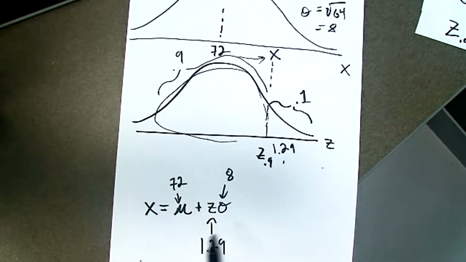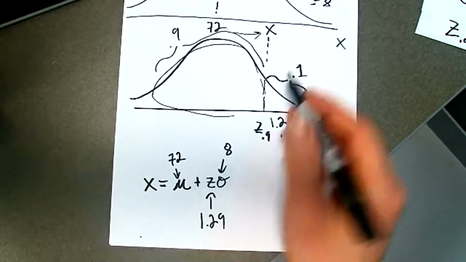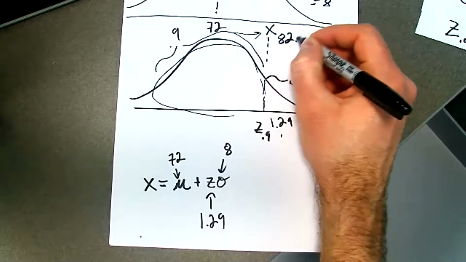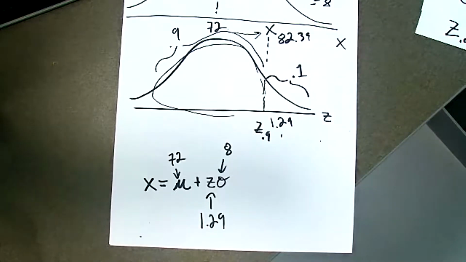Once we plug everything in, we can get that exact x value of, what was it, 82.39 or something like that. When I did it, I did 8 times 1.29 plus 72. And it's literally off by 0.2.